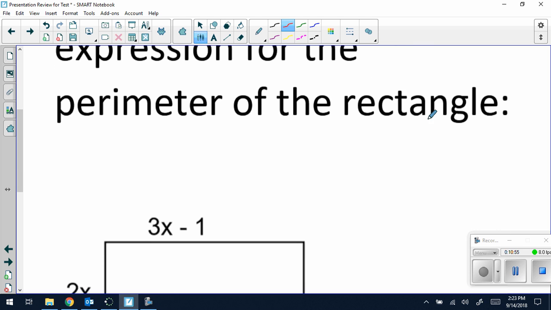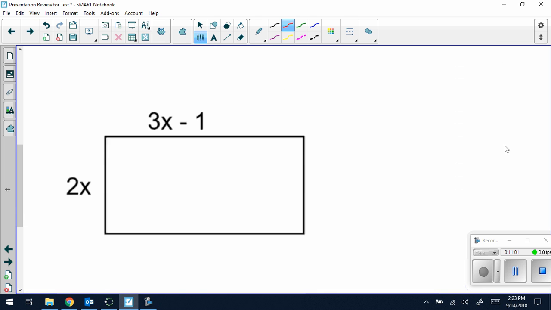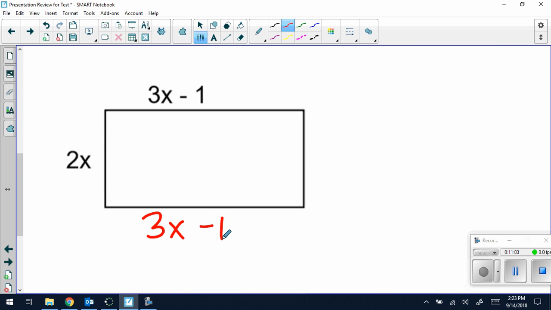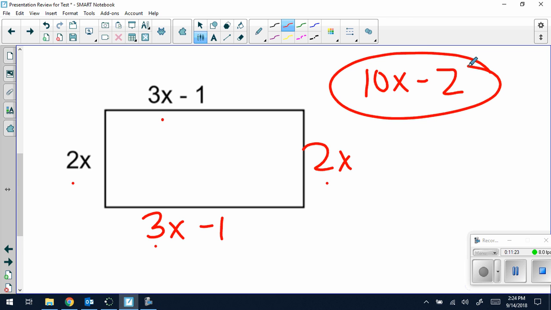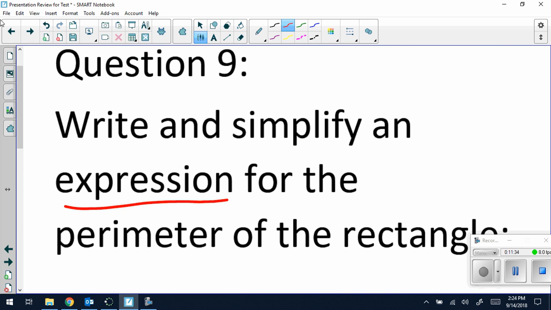Question 9. We're just looking for an expression. That's important because we've been doing equations, and this one's just an expression because I didn't tell you what the perimeter was equal to. So I'm just going to label my 2 sides that weren't labeled, and then I'm going to add it up. 3x plus 3x is 6x, 2x plus 2x is 4x, 6 and 4 is 10, and then -1 and -1 is -2. That's our perimeter. If you really wanted an equation, you could do perimeter equals. I can't solve anything because nowhere did I tell you what the perimeter was equal to. So I can't solve anything.